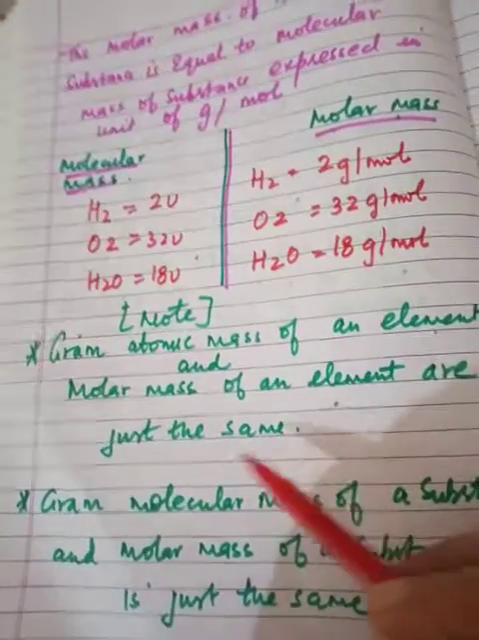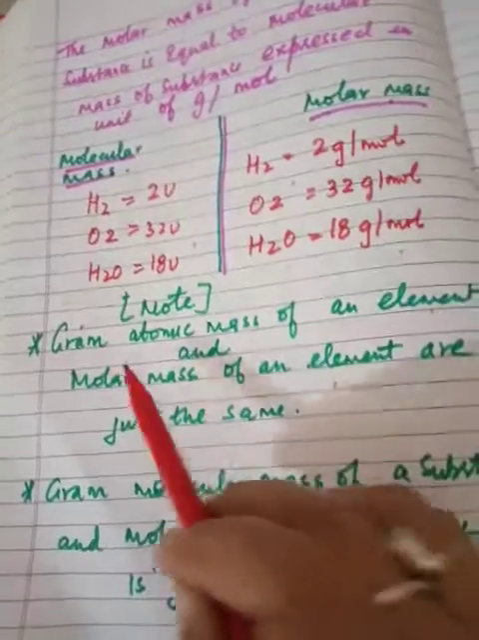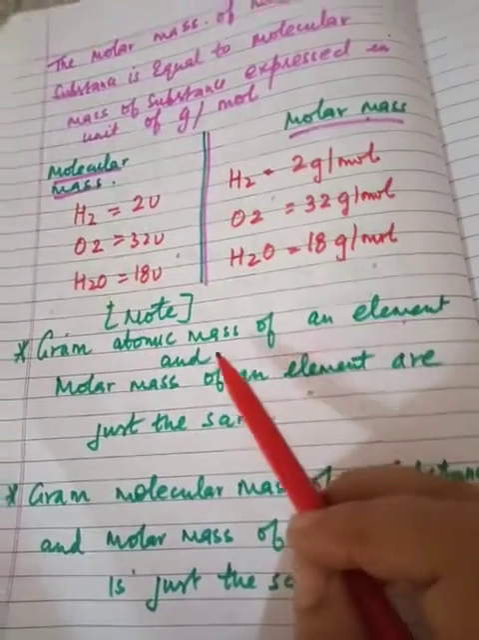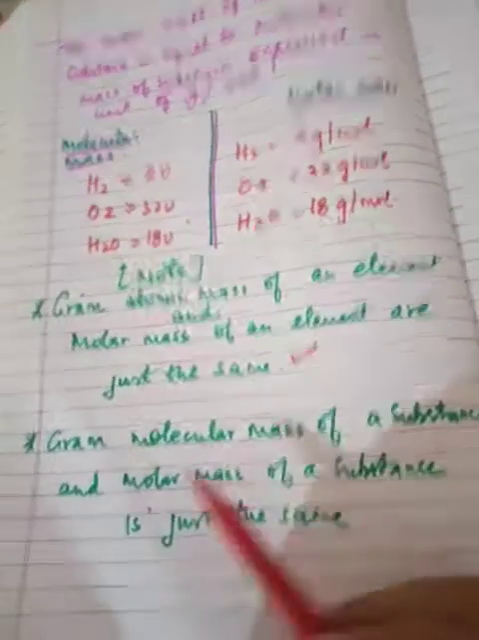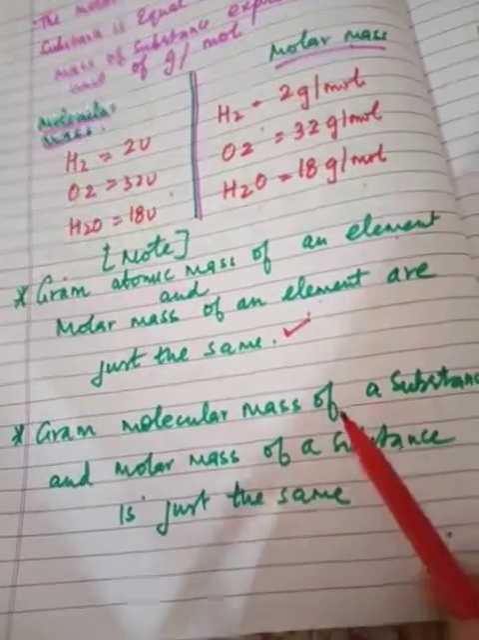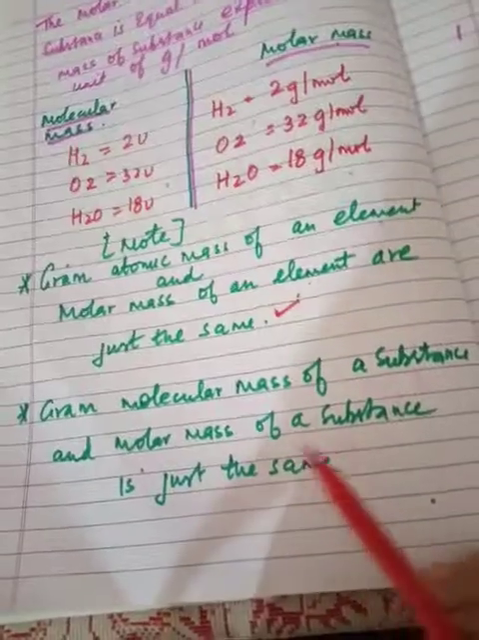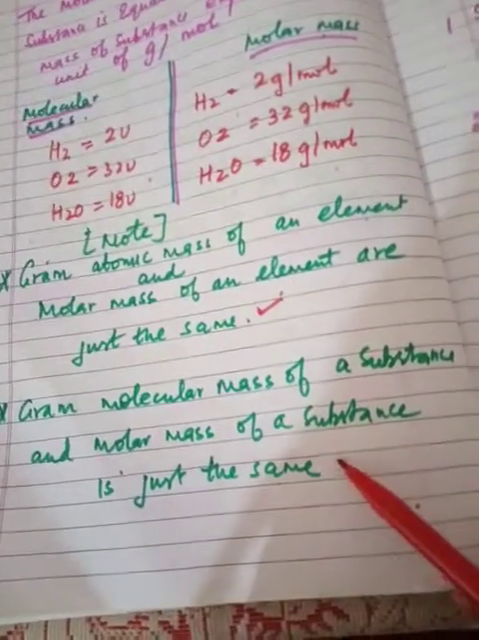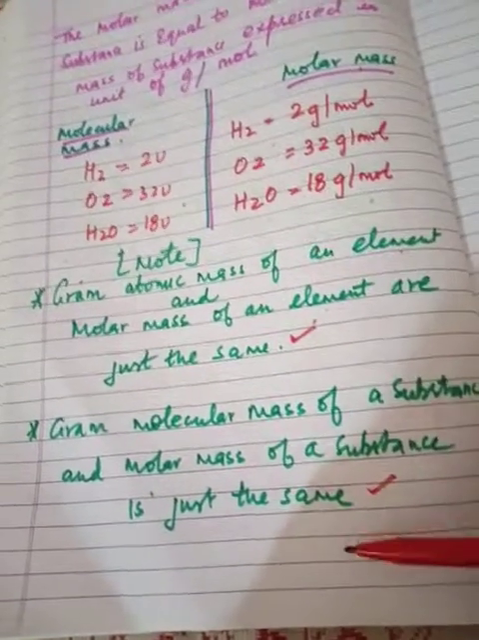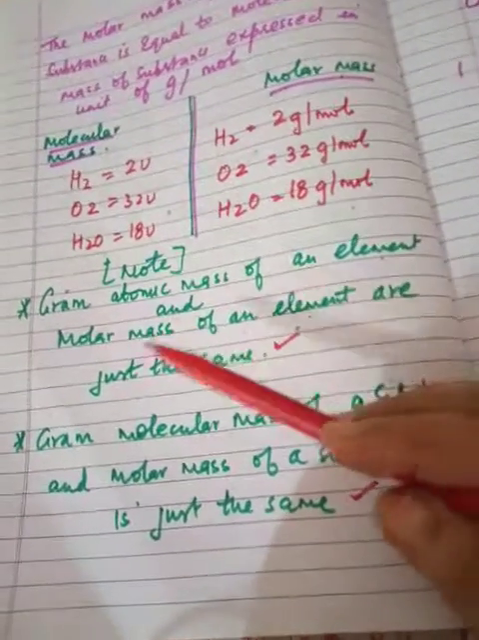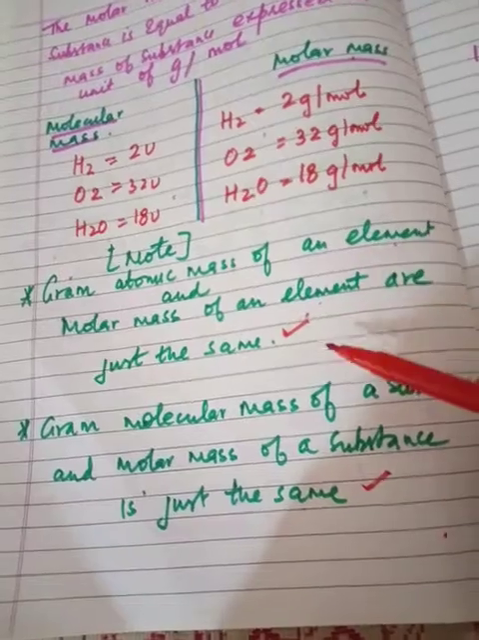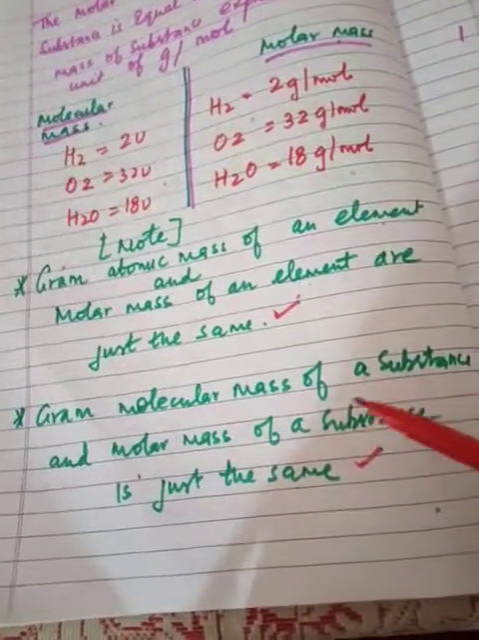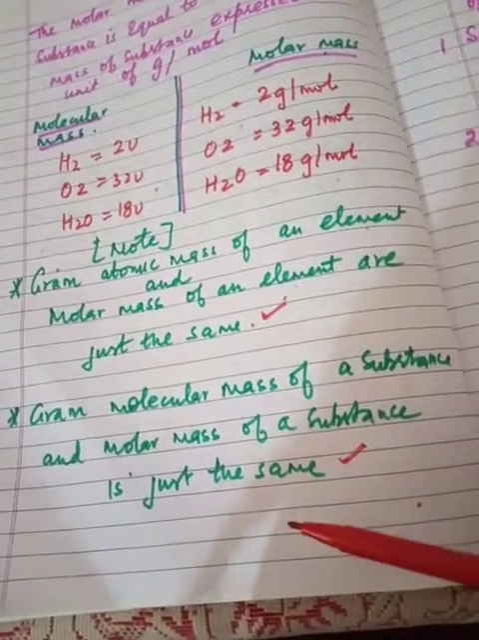By this discussion, we can conclude that the gram atomic mass of an element and the molar mass of an element are just the same. Similarly, the gram molecular mass of a substance and the molar mass of a substance are just the same. Please, children, note this. Again I am repeating, the gram atomic mass of an element and the molar mass of an element are the same. The gram molecular mass of a substance and the molar mass of the substance are also the same.